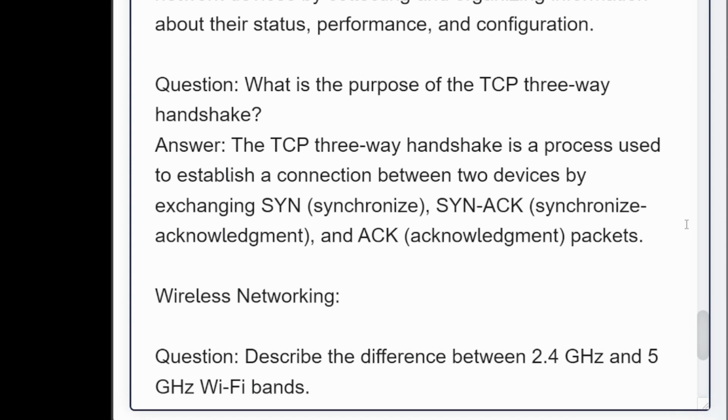Answer: the TCP three-way handshake is a process used to establish a connection between two devices by exchanging SYN, synchronize, SYN-ACK, synchronize acknowledgement, and ACK, acknowledgement, packets.